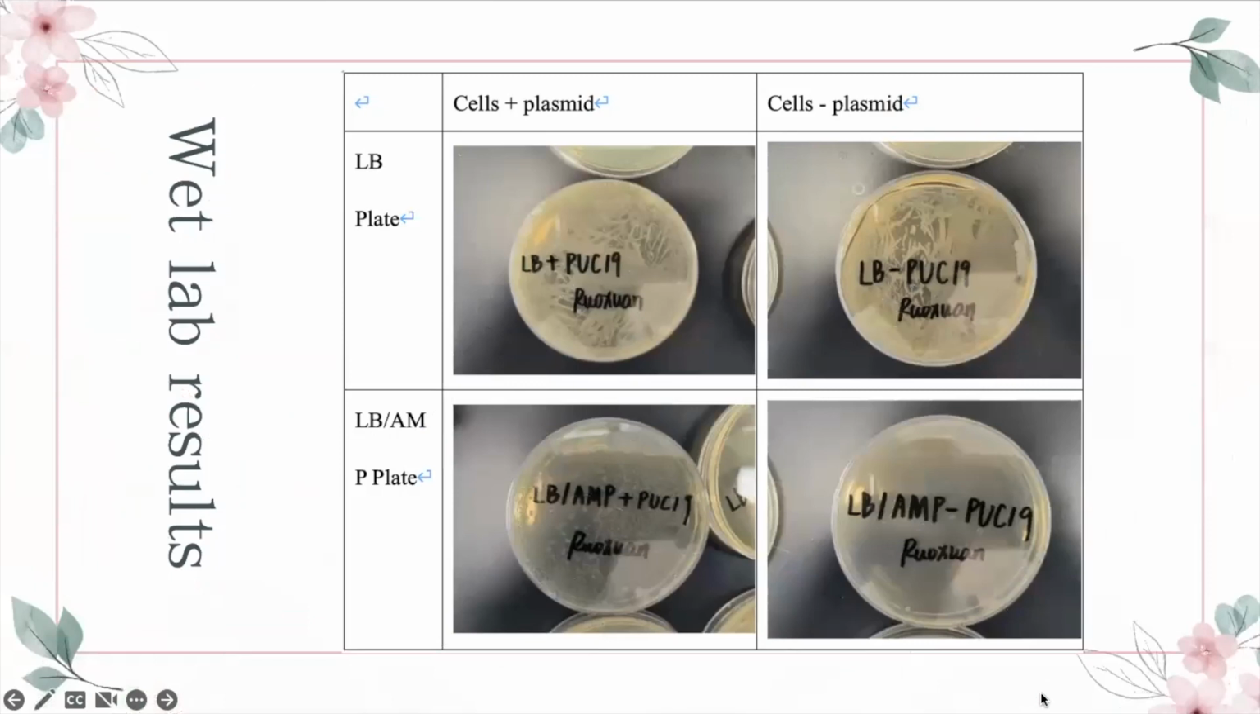Now, the moment we've all been waiting for, the results of our bacterial transformation experiment. Behold a snapshot of our plates. In the LB/AMP plus pUC19 plate, we observe blue colonies. Moving on to LB/AMP minus pUC19, there's a lack of colonies. Now, look closely at LB plus pUC19 and LB minus pUC19 plates. Both showcase light yellow colonies. These results are in line with our expected ones.